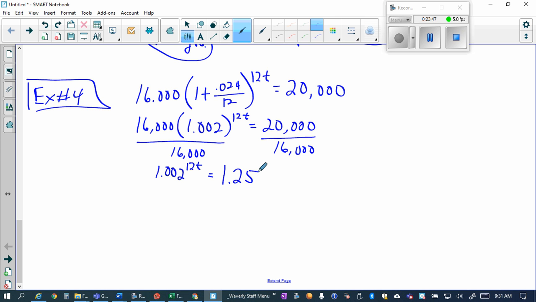All right, so there are 2 ways we can do it. We can take the log base 1.002 on both sides, or log base 10. Which one do you guys want to do? All right, let's take the log base 10 on both sides. Either way. Log base 10 on 1.002 to the 12t. Same to the other side. So that exponent does what now? Comes out front, right?